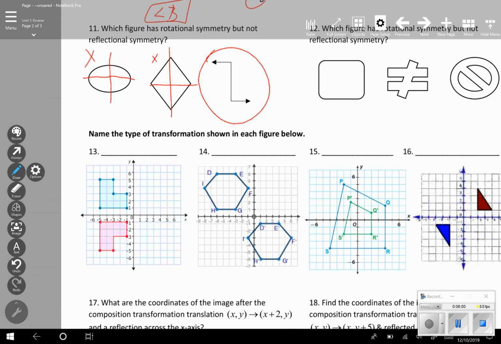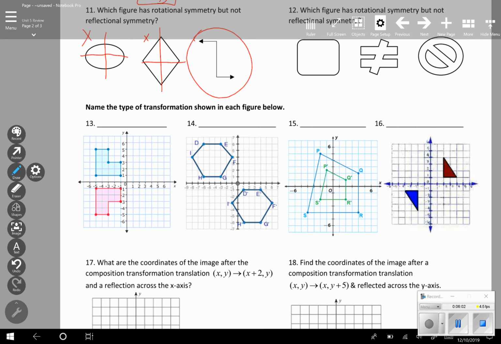All right, these ones say name the type of transformation shown in each figure. This one here, number 13, we can see that we're just flipping it. You see it's like a mirror image. So this is a reflection. Now we have to do 15. We've seen P and then P prime here. Our figure has the same shape, but it's a different size, so that is a dilation.